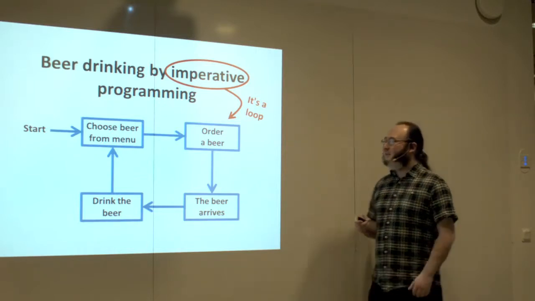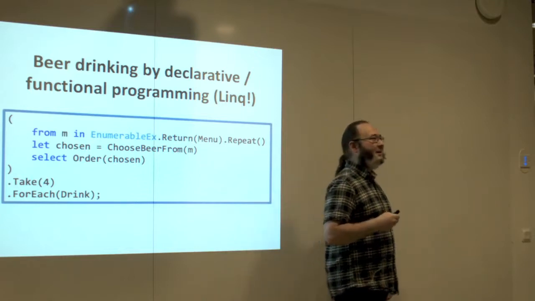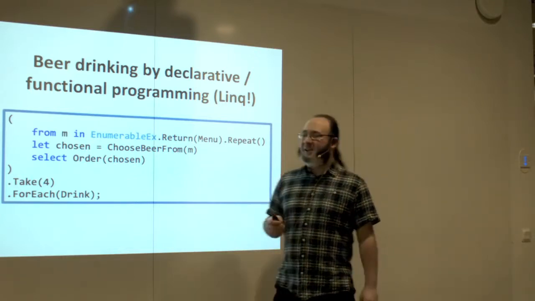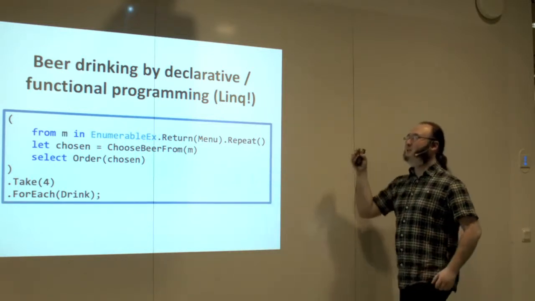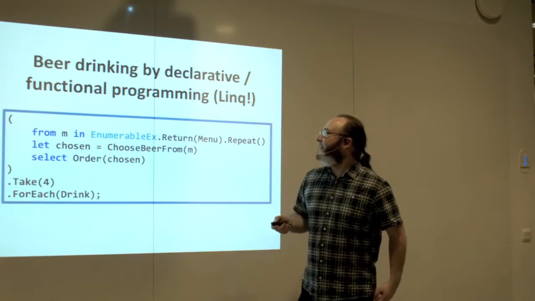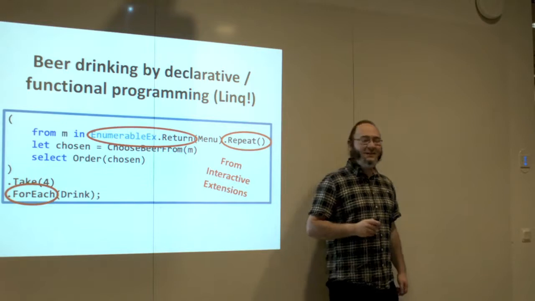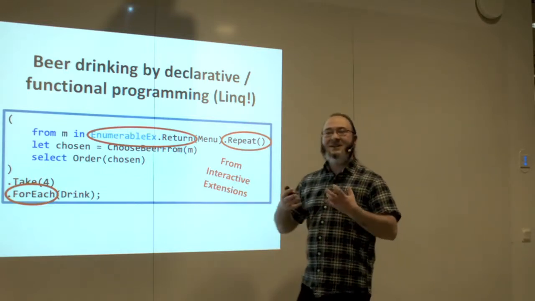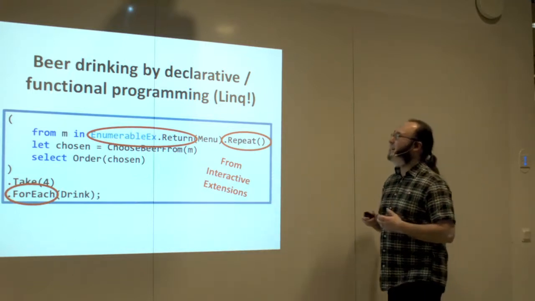But over time, things have changed, and we got more options. We can express it in a much more functional style here. I like my beer to be very pure, so this is a very pure way to drink beer using functional programming. So what's going on here? Well, the first thing that I've done is grab these things. There's a library called the interactive extensions, which basically gives you a bunch of extra things on enumerables.